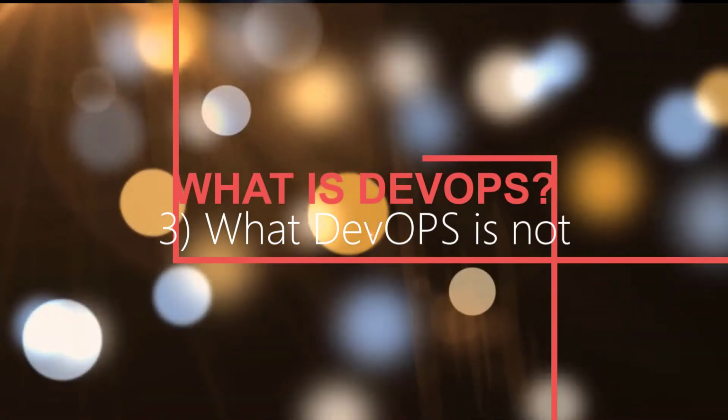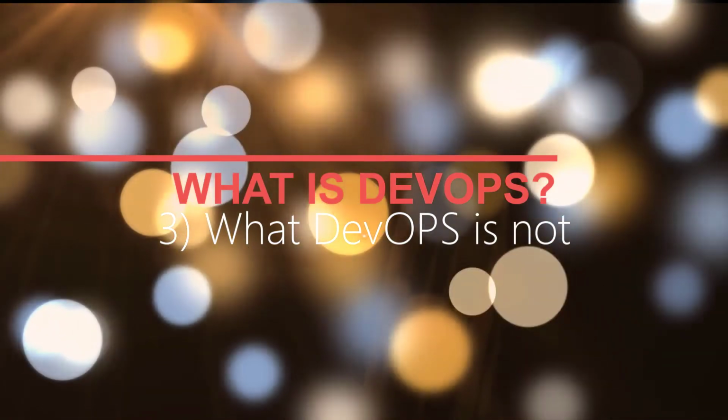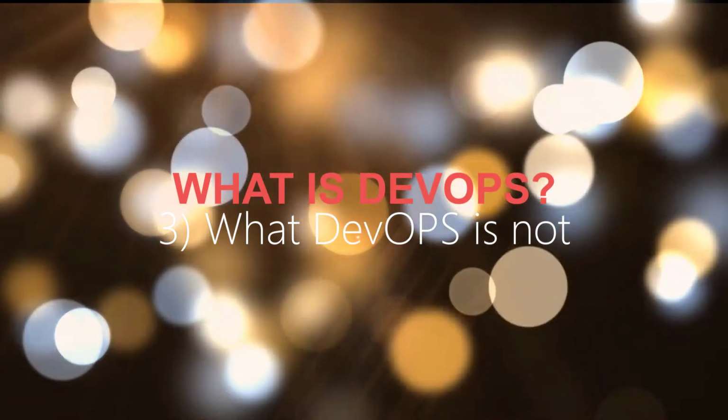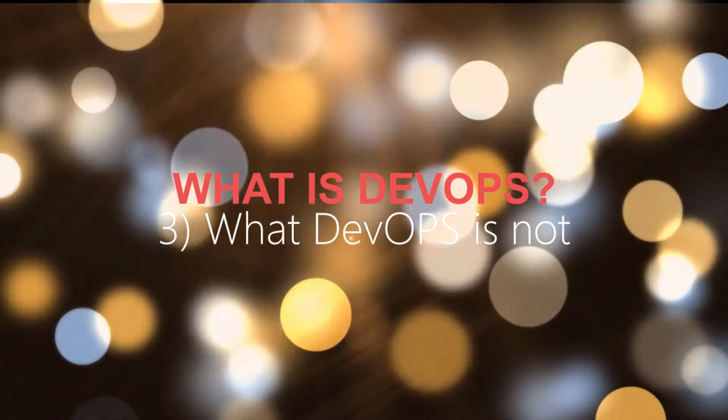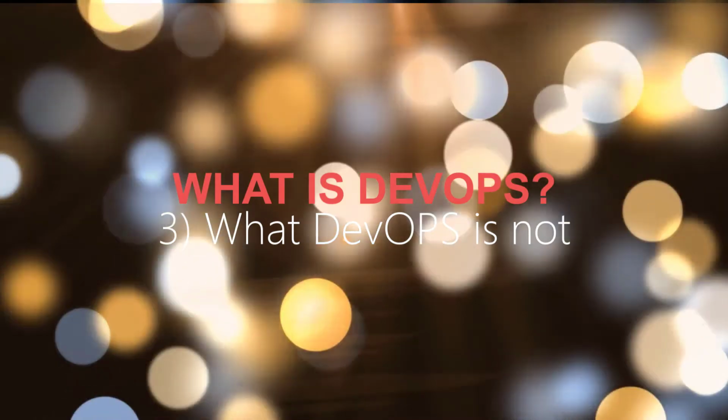Third point, what DevOps is not. We often make a shortcut between DevOps and continuous integration and continuous deployment, also known as CI/CD. But DevOps is not only that. CI/CD is only a consequence of the DevOps culture, I would say. It's the same thing for the collection of tools we can find on the market today. We can't say it's DevOps because DevOps is more than that.